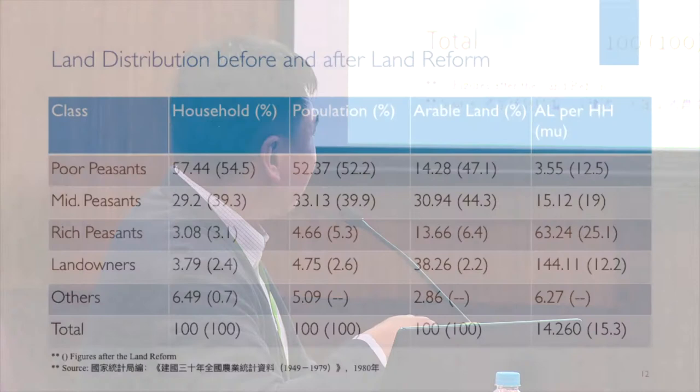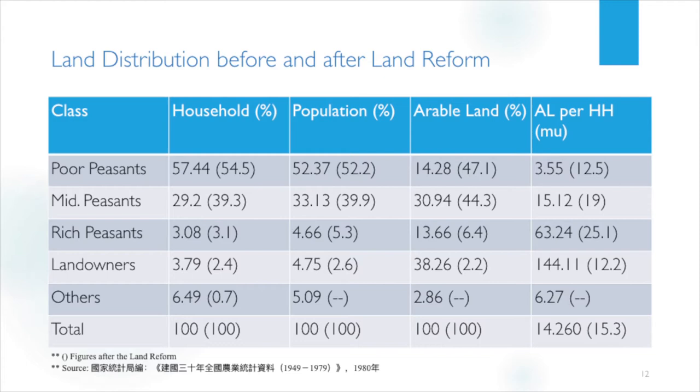And what about the middle peasants? I would say slightly increased, but not a good increase when you compare with the poor peasants. But they also got more land compared with before the land reform. Rich peasants and landowners is just the opposite, because the land was redistributed to the poor and middle peasants here.